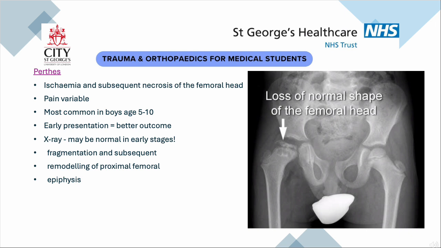It's most common in boys between the ages of 5 to 10, and if the child presents with it younger, they tend to have a better outcome. And the X-ray can be normal in the beginning of the disease process. So an MRI can be helpful, but again, it's difficult to get MRIs if the child is not able to lie still, and they may require a general anaesthetic.